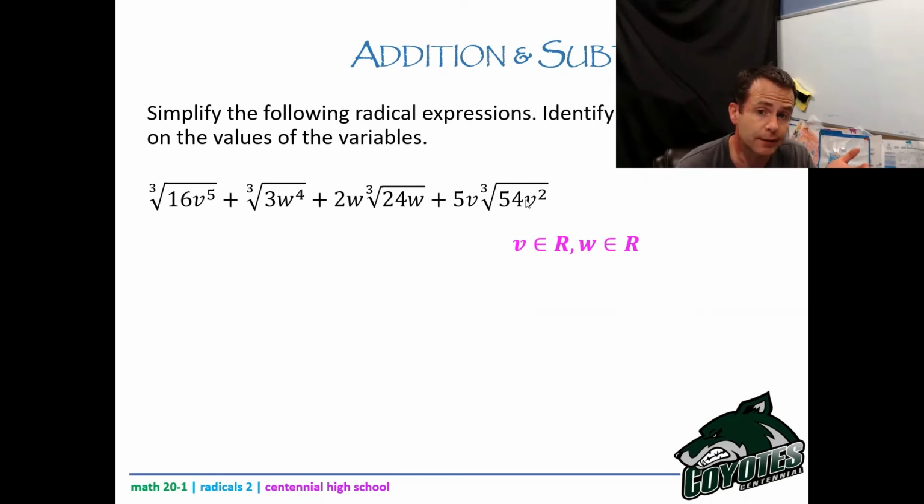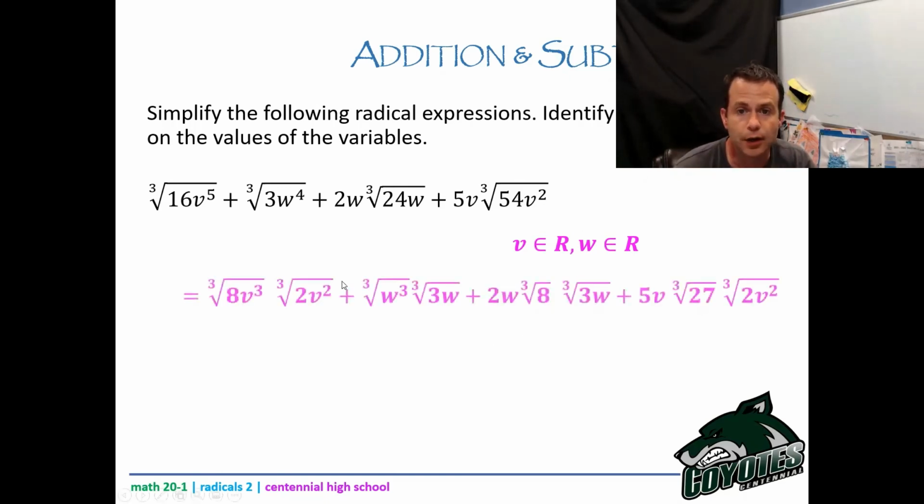54 is 27 times 2, so I'll break that into the cube root of 27 times the cube root of 2v squared. So that's what I've got going on right here. Now, with each of these, I'm going to say, hey, what do I know? I know that the cube root of 8v cubed would be 2v. So this is going to be 2v cubed root of 2v squared. Over here, I know that the cube root of w cubed will be w. So this will be w cubed root of 3w.